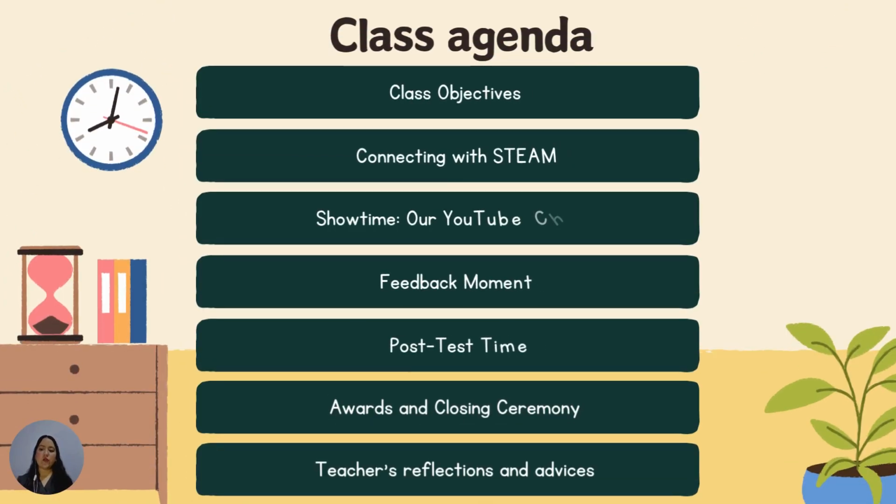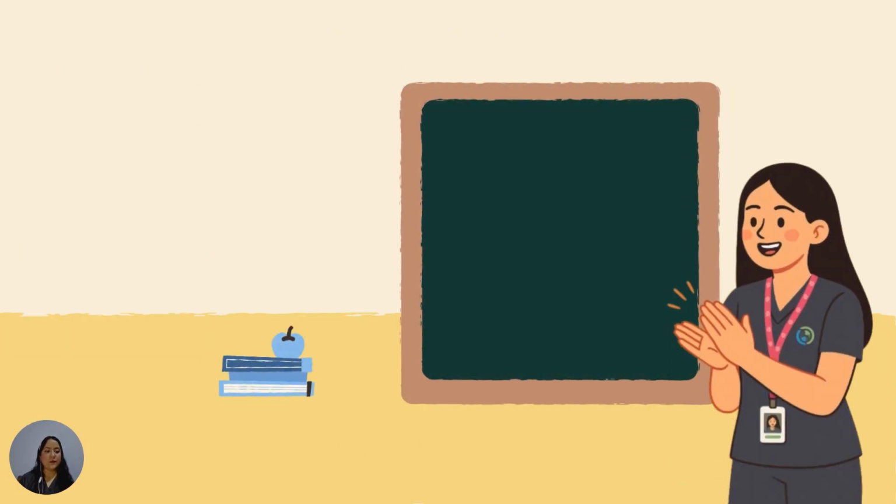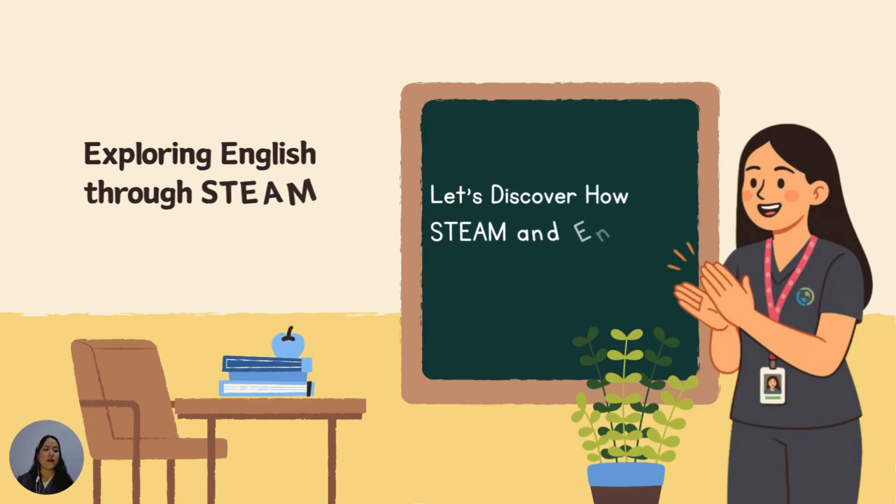Let's quickly review our agenda. We have the class objectives, connecting with the STEAM, the showtime, that is our presentation of the YouTube channels, the feedback moment, the post-test time, awards and closing ceremony, and as in all the first sessions, we have the teacher's reflection and some advice. So, we have exploring English through STEAM.